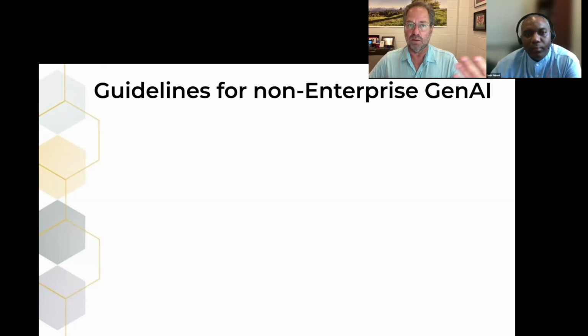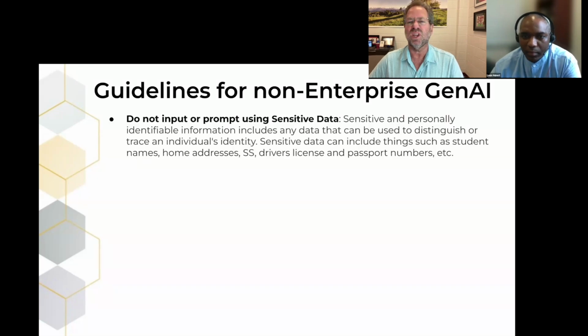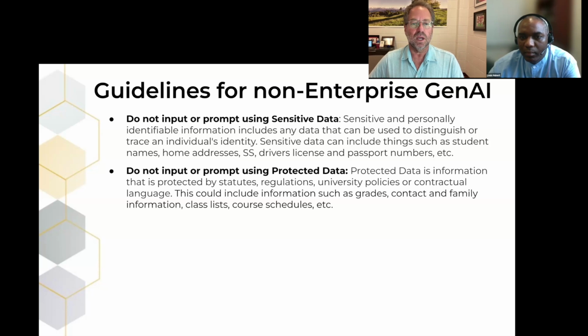So here are some guidelines for non-enterprise generative AI. The first three are really no different from any other app or web platform that we would use here on campus. Do not input or prompt using sensitive data. Sensitive data is anything that's personally identifiable. That can include social security numbers, home addresses, driver's license, etc. You would never want to input or have your students input that kind of data.